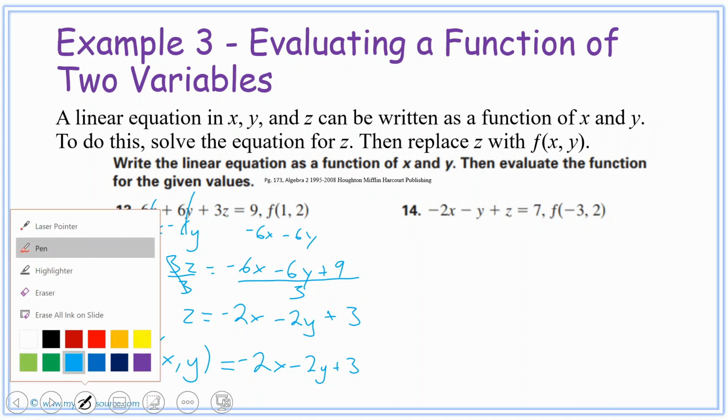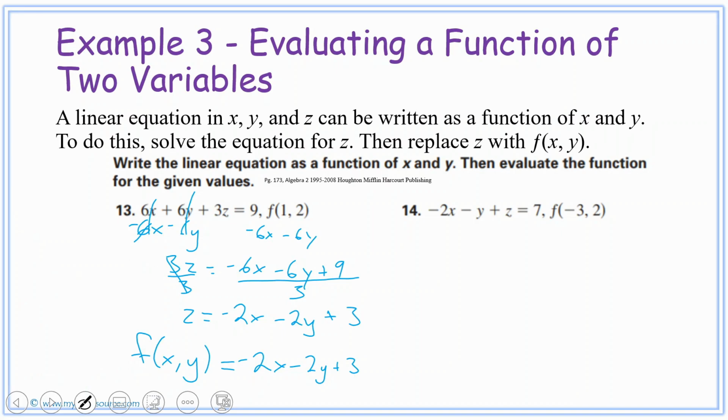But the question does ask us to go a little bit further and to evaluate f of x, y when x is 1 and y is 2. And so if we substitute those values in there, we're going to have negative 2 times positive 1, subtract 2 times positive 2, plus 3. And doing that, we can find the z value, because remember, f of 1, 2 is also equal to z. And so negative 2 times 1 gives us negative 2. That's a subtraction sign there. 2 times 2 is 4, plus 3. And if we simplify all that together, negative 2 subtract 4 is negative 6, plus 3 is negative 3.